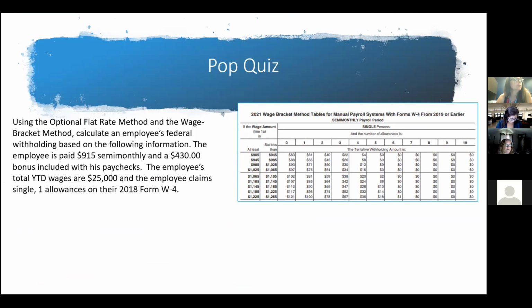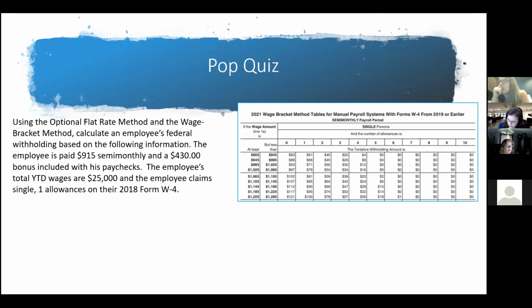So using the optional flat rate method and the wage bracket method, and I gave you your table there, this is a quiz question, so go ahead and type your answer with your name in the chat so that we can make sure you get credit. We want you to calculate the employee's federal withholding based on the following information. The employee is paid $915 semi-monthly and a $430 bonus included with his paycheck. And remember, we're using the optional flat rate method and the wage bracket method together.